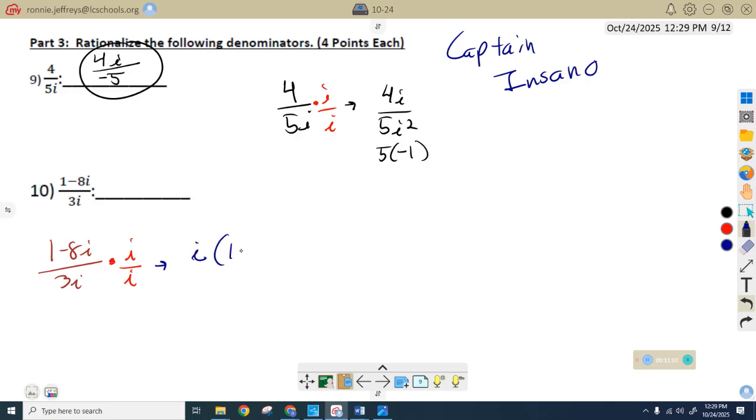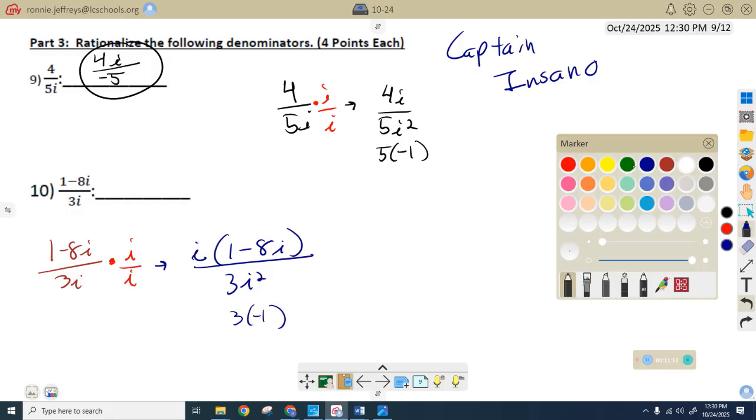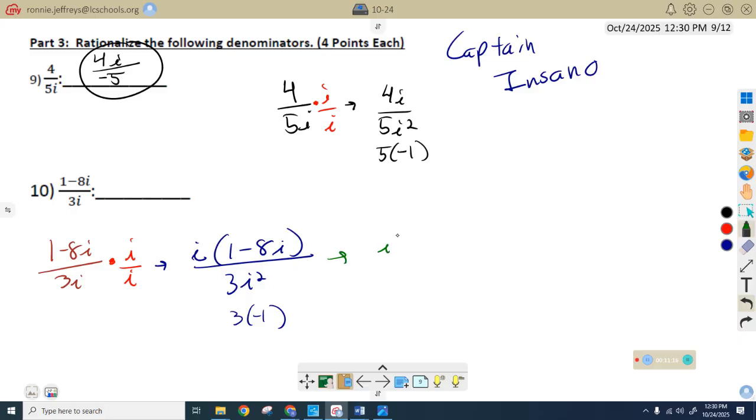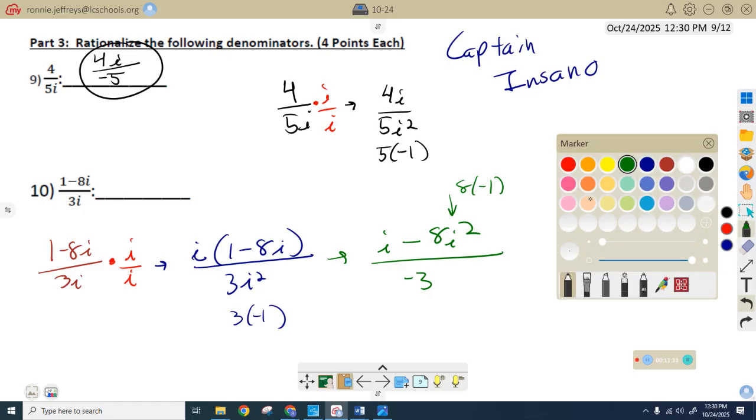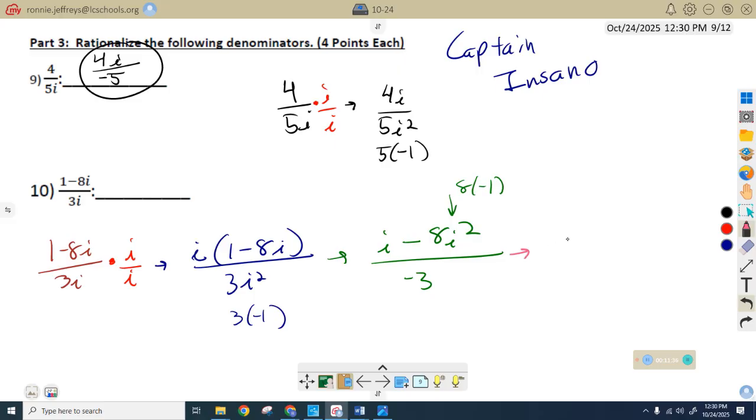So this is distributive property up top, just setting it up. And this is 3i squared, 3 times -1. All right. So i times 1 is i. This is 8i squared, -3. And we know that this 8i squared becomes 8 times -1. So this is +8 plus i over 3.